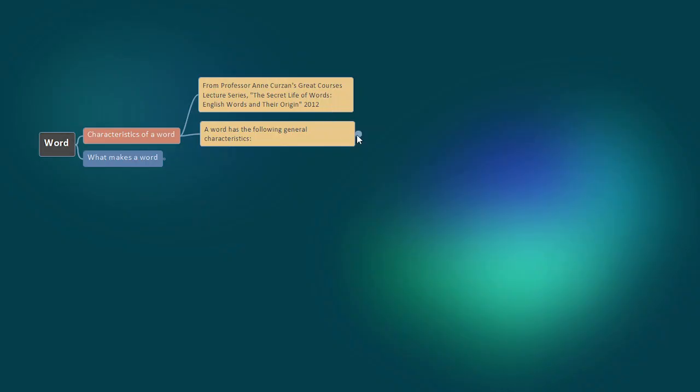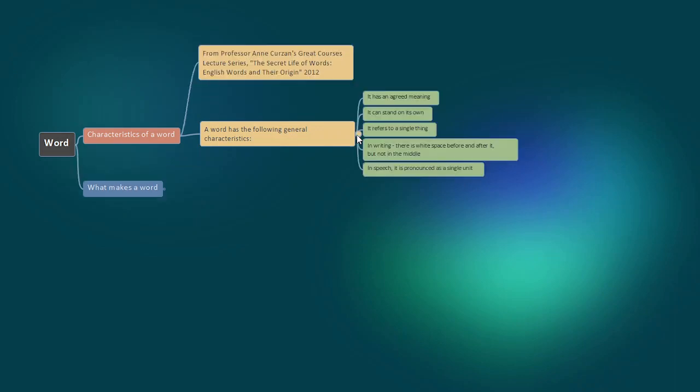Now, a word generally has these characteristics. It has an agreed meaning. When people say the word, we all have an idea of what we are talking about. Secondly, it can stand on its own. We don't need to add extra sounds or syllables or things to it in order for it to make sense.